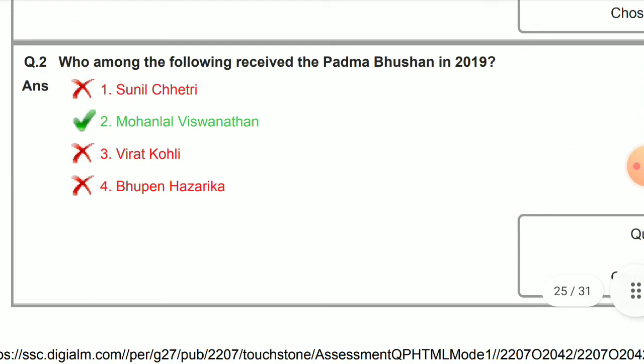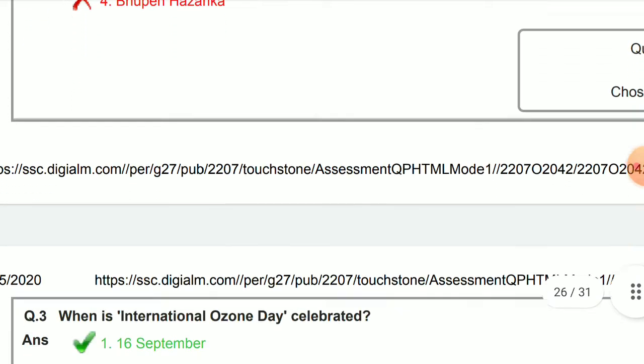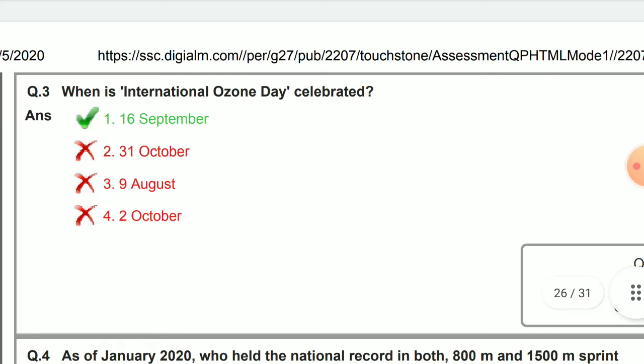Question number 2. Who among the following received the Padma Bhushan in 2019? Answer is Mohan Lal Vishwanathan. Question number 3. When is the International Ozone Day celebrated? Answer is 16th September.